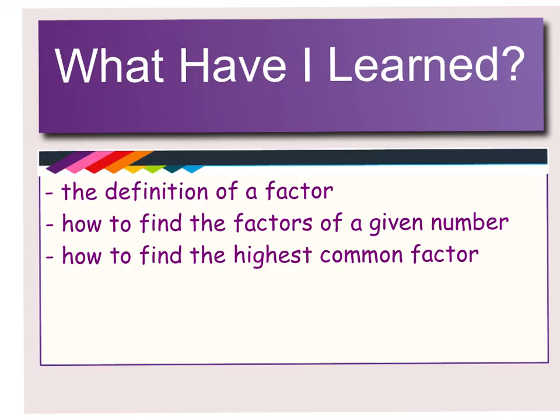So what have you learned today? Well, we've learned the definition of a factor. So factors of a number are all the numbers it divides really nicely by. It's a number that goes into something perfectly. Okay? We've learned how to find the factors of a given number, and it's just by writing a big list. And we've remembered that they always come in pairs unless it's a special square number. And then we've learned how to find the highest common factor.